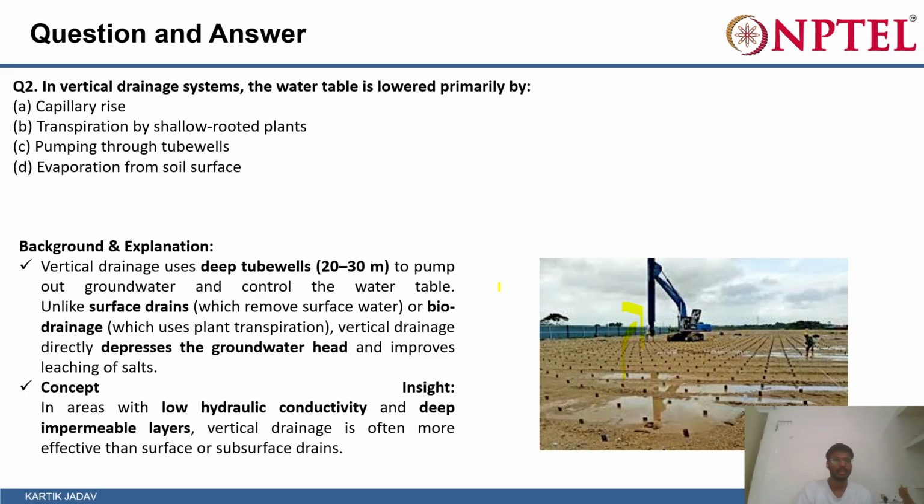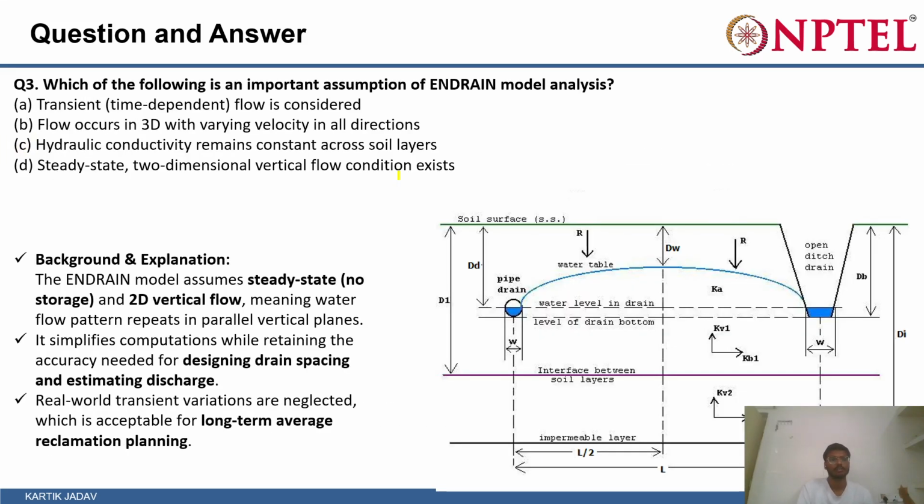That is the major benefit, and the concept is that in areas with low hydraulic conductivity and deep impermeable layers, vertical drainage is often more effective than surface and subsurface drainage. So the correct answer is pumping through tube wells, where we are extracting water from impermeable and low hydraulic conductivity areas. Option C is correct.